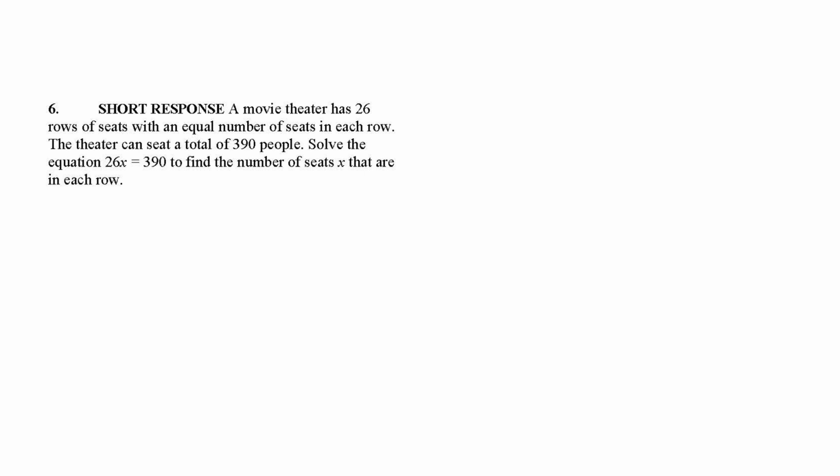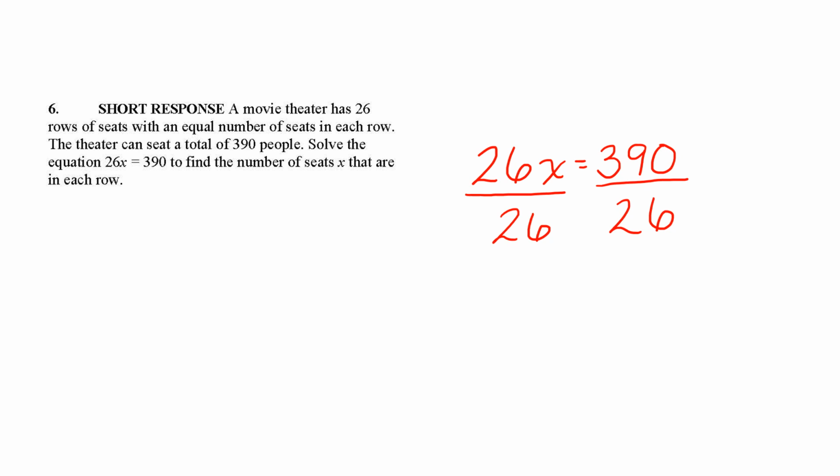Problem 6. A movie theater has 26 rows of seats with an equal number of seats in each row. The theater can seat a total of 390 people. Solve the equation 26 multiplied by x equals 390 to find the number of seats that are in each row. We're going to divide both sides by 26. And we get x equals 15. So there are 15 seats in each row.